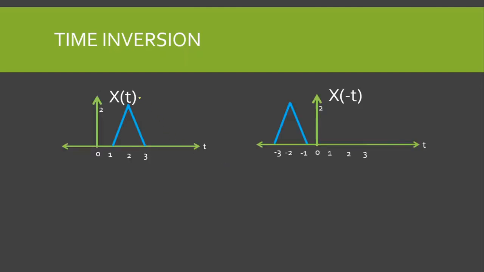Now, for example, I have this signal which is x of t. When I take x of minus t, all these positive values are going to become negative. So these values have become negative. Also, this is actually the mirror image of this signal. If I have the same signal over here, then this signal is actually the mirror image of this signal about this vertical axis.